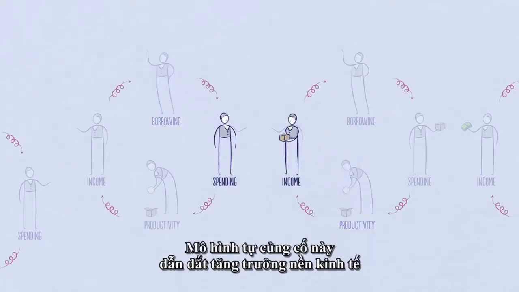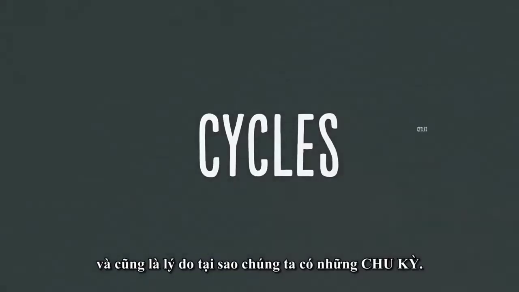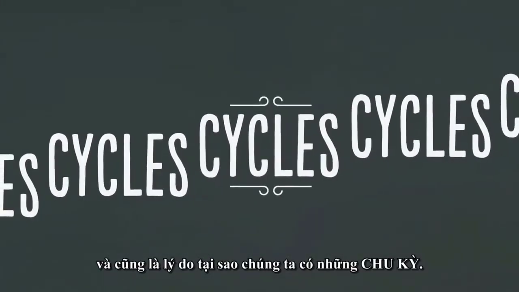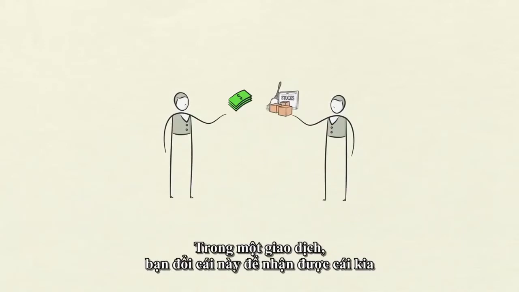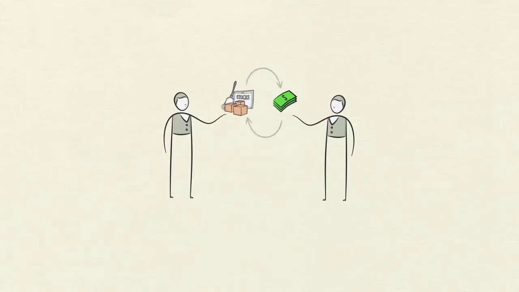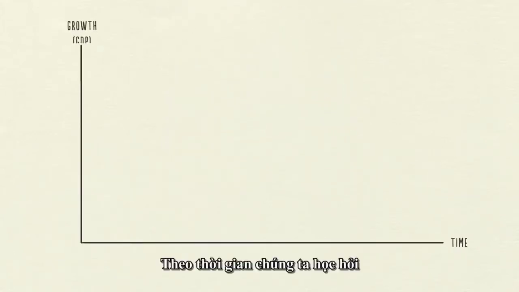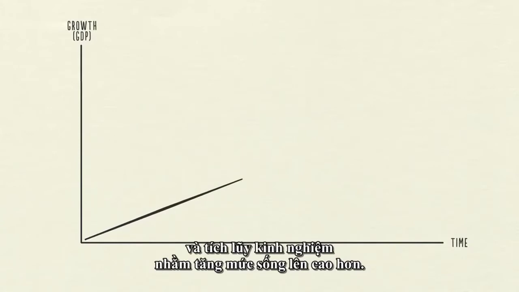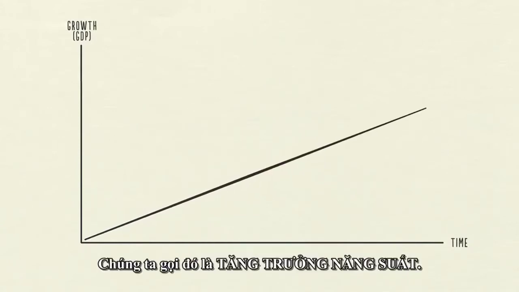This self-reinforcing pattern leads to economic growth and is why we have cycles. In a transaction, you have to give something in order to get something, and how much you get depends on how much you produce. Over time, we learn, and that accumulated knowledge raises our living standards. We call this productivity growth.